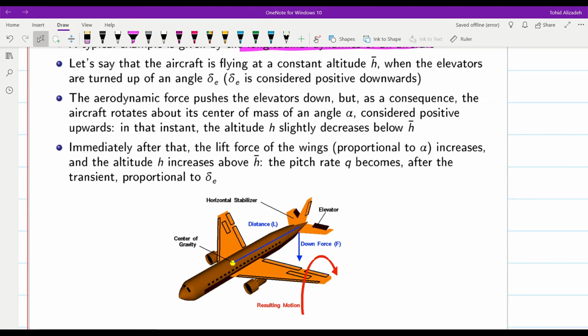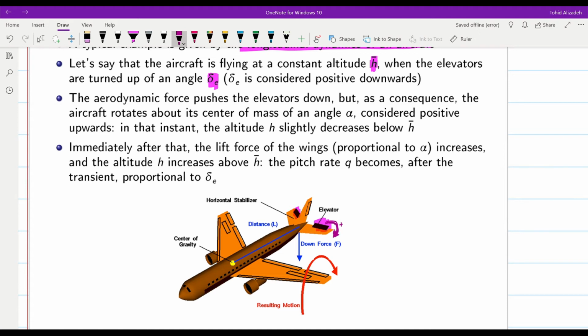We assume that the aircraft is flying at the constant altitude of h bar. When the elevators are turned up, the elevators are here, shown in black, by an angle delta E, and delta E is considered positive downwards. So this is the direction in which the elevators are turned in a positive way, and now we assume that they are turned up by an angle delta E.